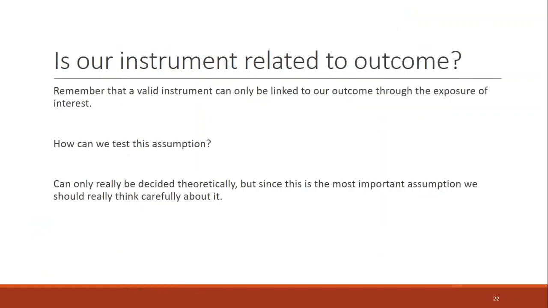The last thing, and this again is the most important assumption, and often the one that's hardest to grasp, is: is our instrument related to our outcome? Remember, one of the really key assumptions is that our instrument has to be related to the outcome only through our exposure of interest. It can't be related to the outcome through any other pathway, either directly or indirectly. So the only way our instrument can impact our outcome is through the exposure we're trying to study. This is a tough one to test, right?